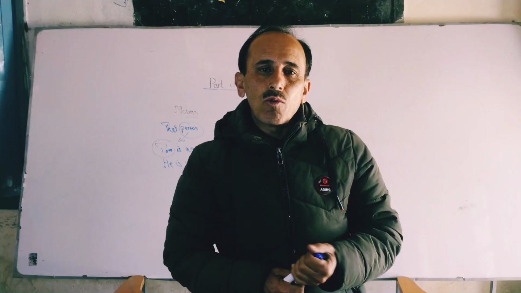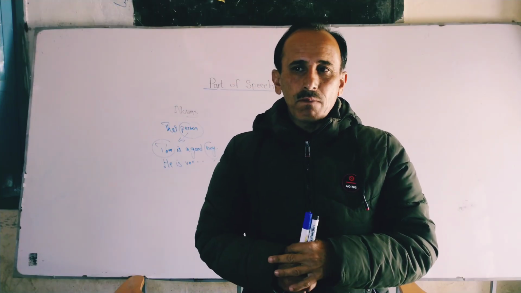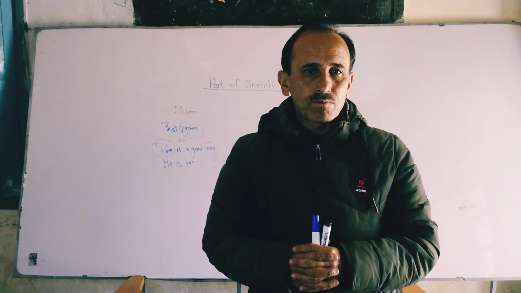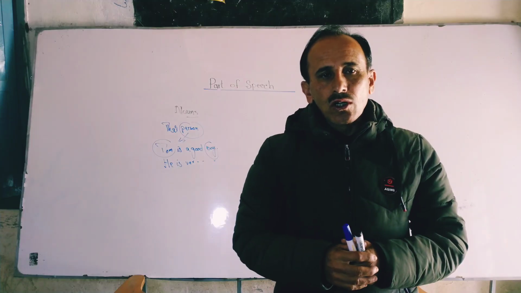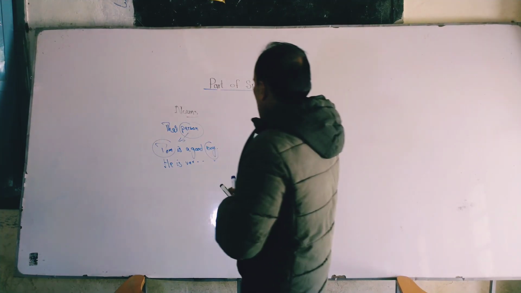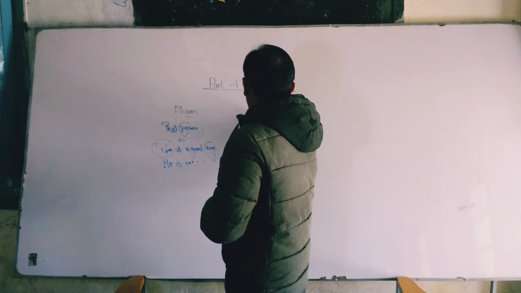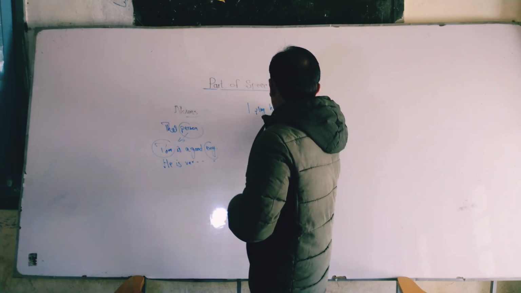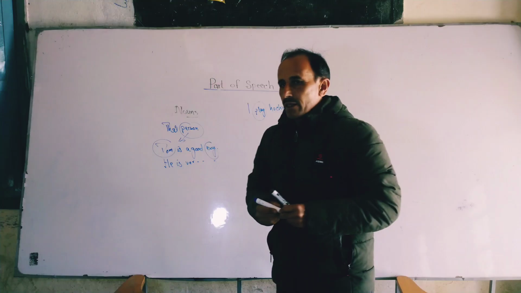The other one, verbs. What are verbs? The heart of spoken English. The action in a sentence is called a verb. For example, I play hockey. So play is the verb in this sentence.